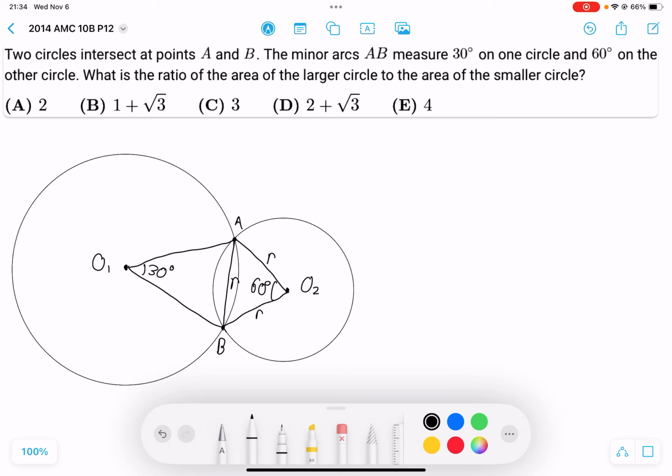Okay, now on to the hard part. We know that AB is R, and this angle is 30. How do we do some stuff so that we get AO1 in terms of R? Well, one thing we can do is create a 90-degree angle. So what we can do is try and create a 30, 60, 90 triangle here. For instance, let's first create a 90-degree triangle.